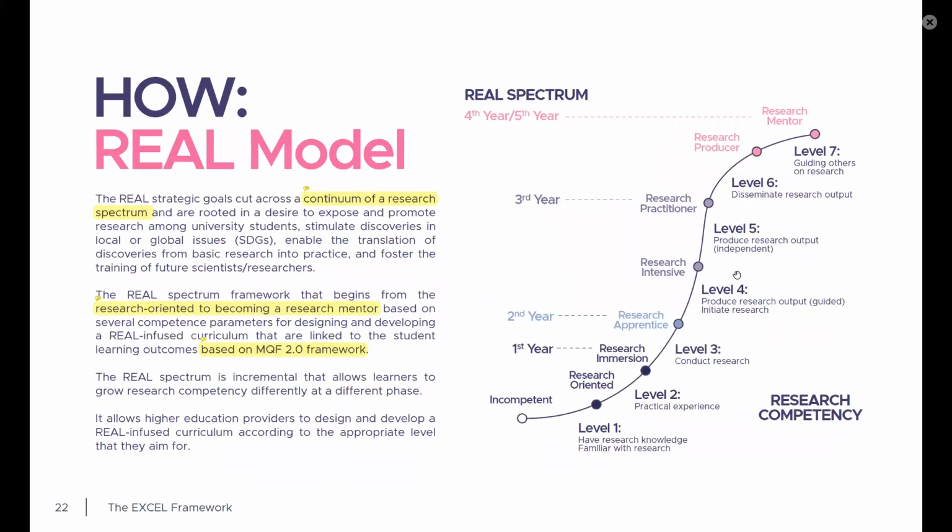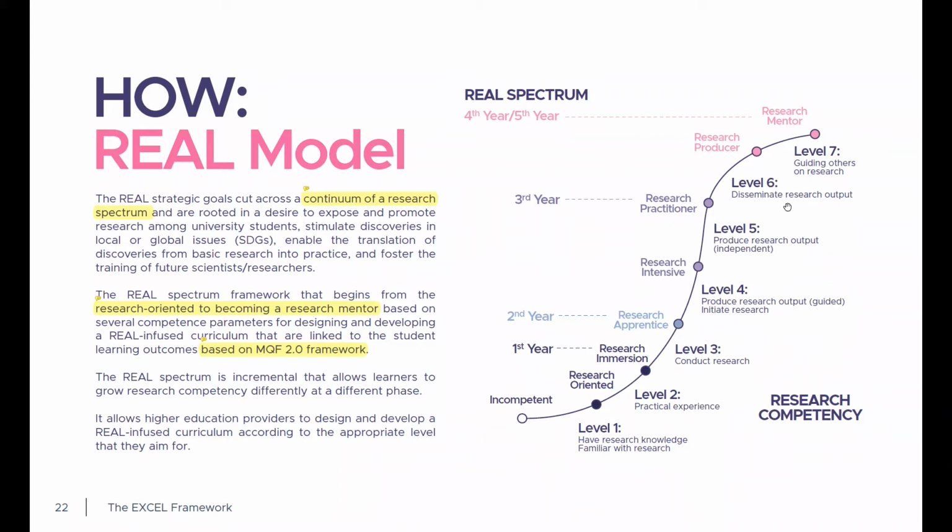All right, so how does the REAL model work? REAL is actually a continuum of a research spectrum. If we look at the right side here, we have research competency. We have 7 levels of research competency, from level 1 to level 7. The first level is having research knowledge, level 2 is practical experience, level 3 is conducting research, level 4 is producing research output with guidance, level 5 is producing research output independently, level 6 is disseminating research output, and level 7 is guiding others on research.